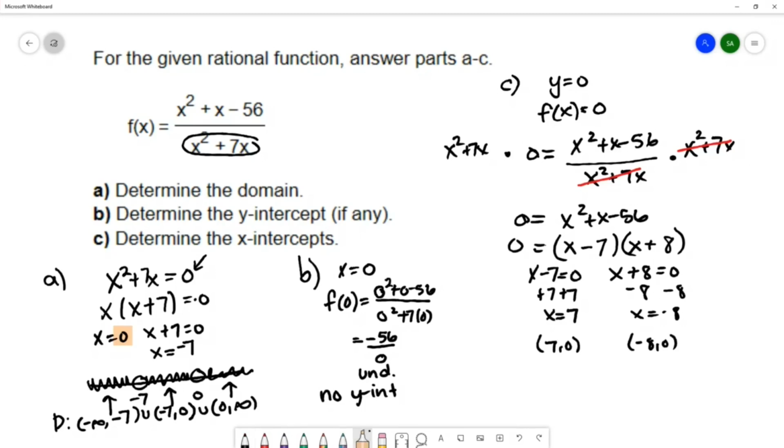You might want to check while you do this with your restricted values to make sure that the x-intercepts you came up with aren't one of those restricted values. In this case, they are not, so they are the x-intercepts for this rational function.